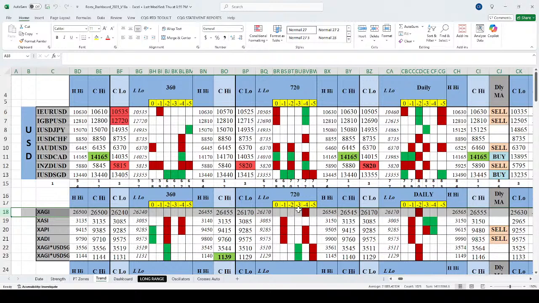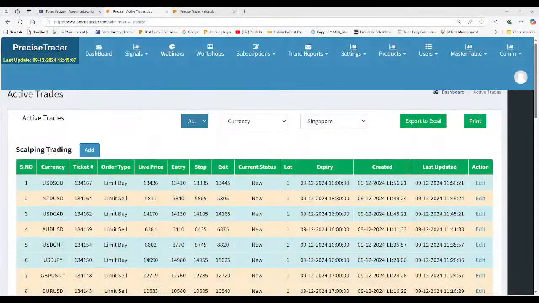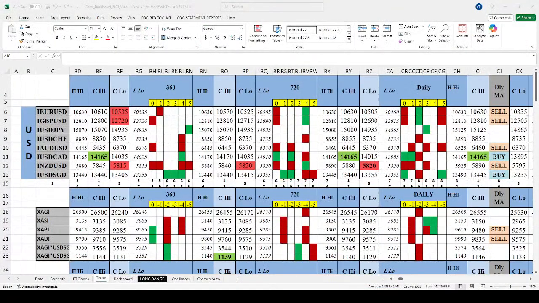So overall, I think we should be... It's taking very long time to change screen. Okay, so here if you see, your 360 is flat, 720, 12 hours is flat, daily is flat, but all with the downside bias. So which means to say that we should be holding sell. We should be holding sell.